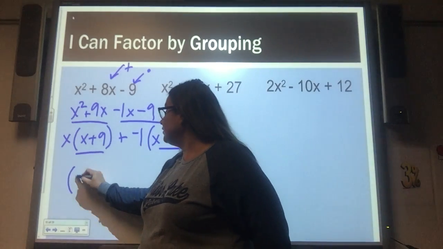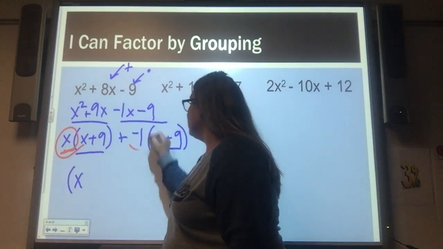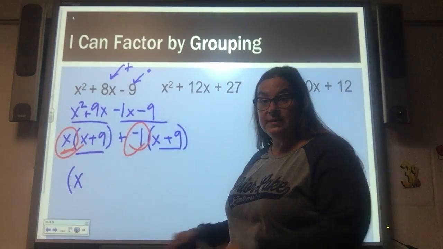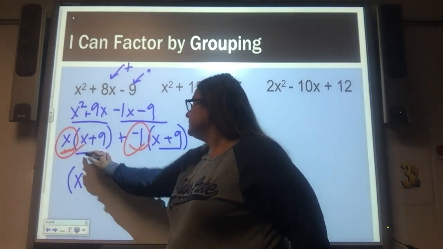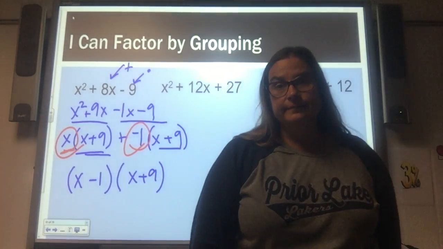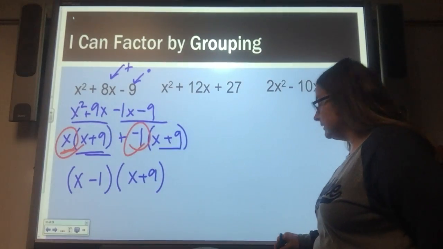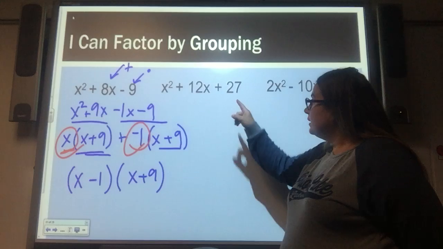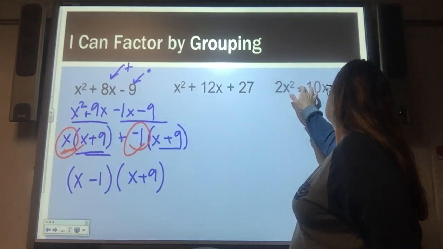So my final answer, I'm going to take these two terms right here and put them in a grouping symbol. So I'm going to say x minus 1 times the quantity x plus 9. X minus 1 times the quantity x plus 9. Let's look at the next one. Let me see if I can move it a little bit here. I'll move this one a little bit down.